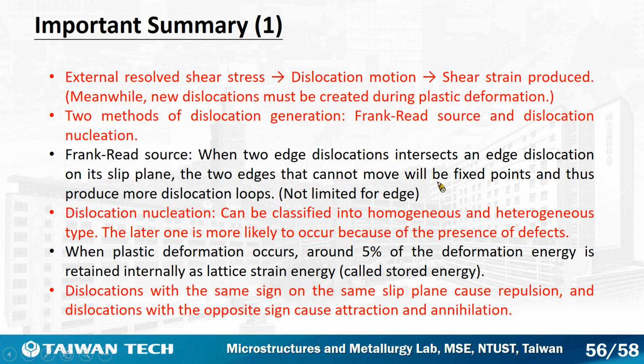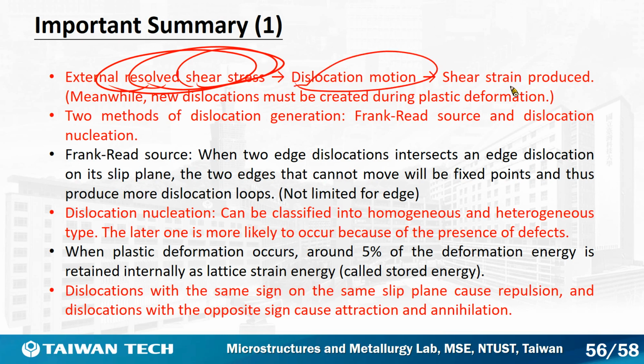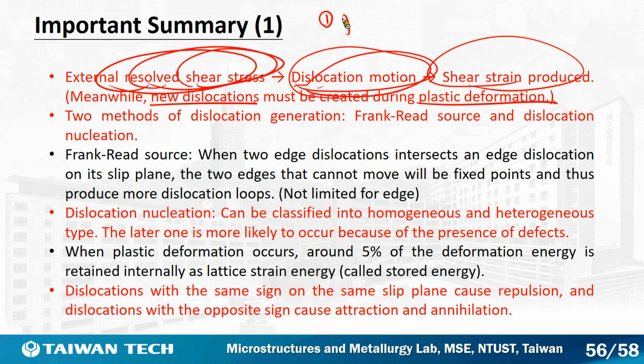Okay, I think we have finished chapter 2. And here are some important summaries. First, this is an important concept. We apply external stress and it will cause resolved shear stress. The shear stress will cause the dislocation motions. And when dislocations move, it will cause the shear strains. And meanwhile, we must have new dislocations for the plastic deformation. So the dislocation motion would involve the pre-existing ones and the newly formed ones.